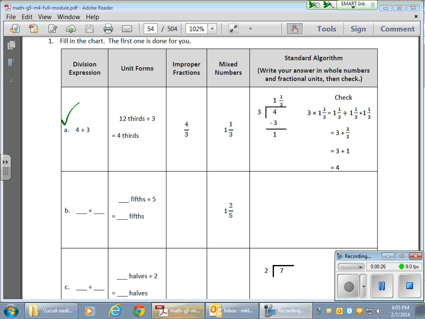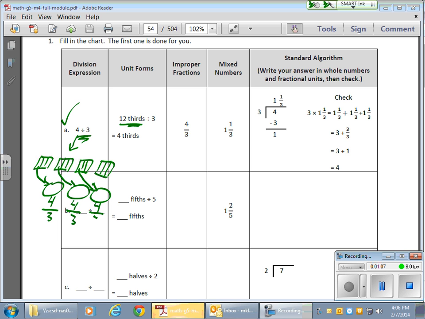Letter A is done for you. We're looking at 4 divided by 3. And thirds here, they're saying that 4 divided by 3 is actually 12 thirds divided by 3. Where are they getting that from? Well, they're taking 4 wholes and dividing that into 3 groups. I need to split them into thirds so that I can evenly distribute each of these wholes into my 3 groups, which means each of these 3 groups is going to receive 1/3 from each of those 4 wholes, which means each of these is going to receive 4/3 total.